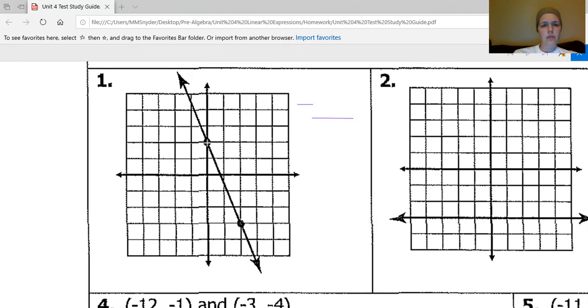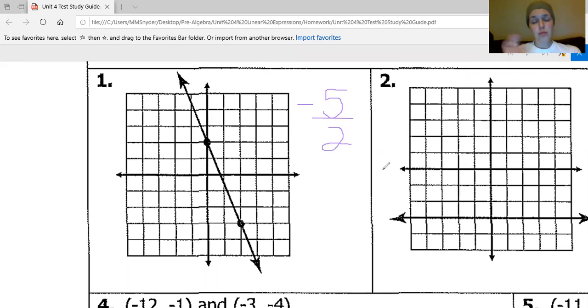So I start at this point, and then I go 1, 2, 3, 4, 5 spaces down. Okay, so that is my rise. So that is 5. So I'm going to put the number 5. Beautiful. Right there. Okay. So when I did that, 1, 2, 3, 4, 5, I stopped right here. And then from there, I went over 1, 2, so 5 over 2. And since it is negative, it is negative 5 over 2.